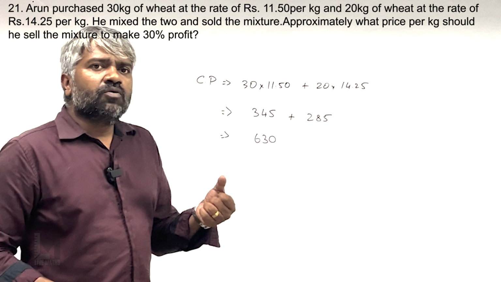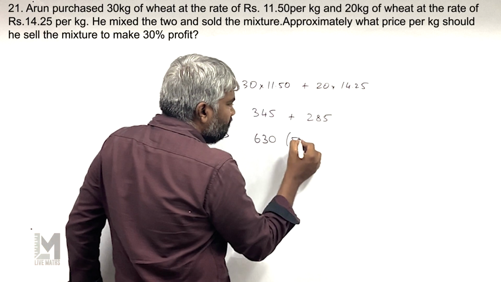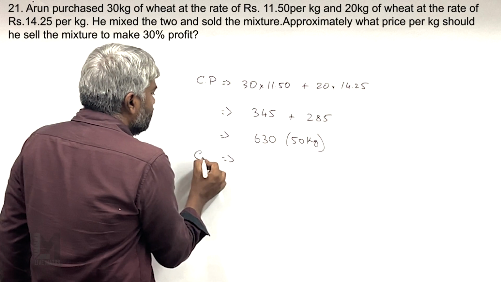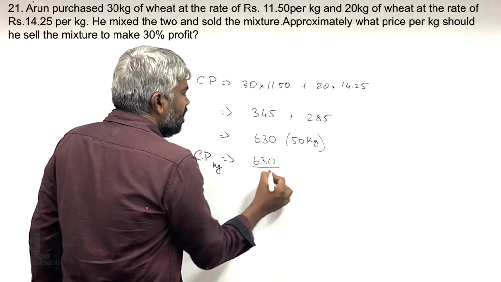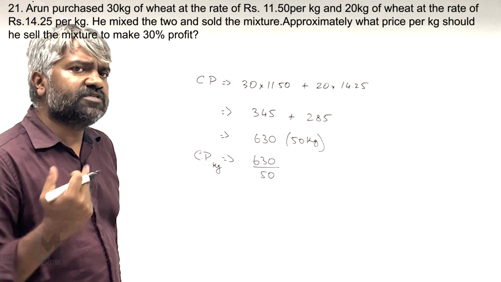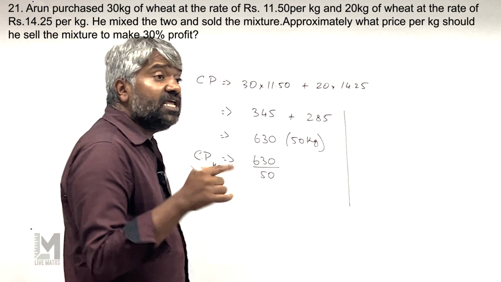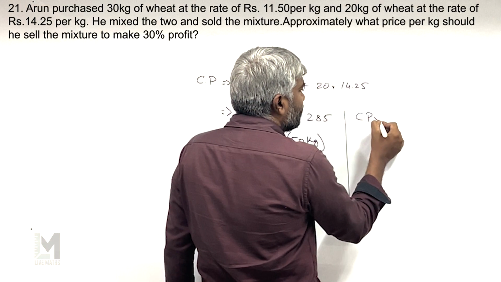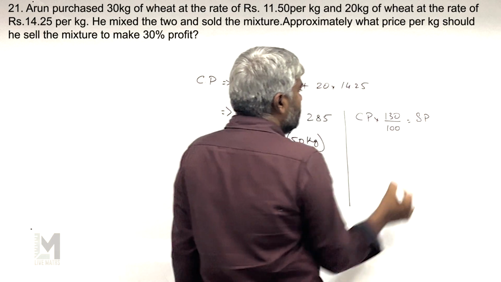630 rupees. What is the total quantity of wheat over here? Which is 50 kg, right? Now I need to find the cost price for 1 kg. So 630 by 50. Okay, keep it as it is, no need to simplify. Even if you simplify, there is no issue, right? Now we need to find the selling price where you make a profit of 30%. So cost price into 130 by 100 equals selling price, right?